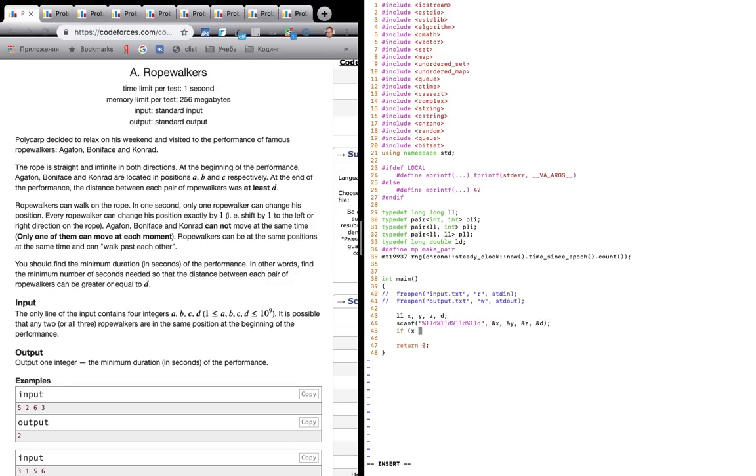I don't know why, but each time when I have to sort three numbers, I do it this way. It's like bubble sort, but by hand.